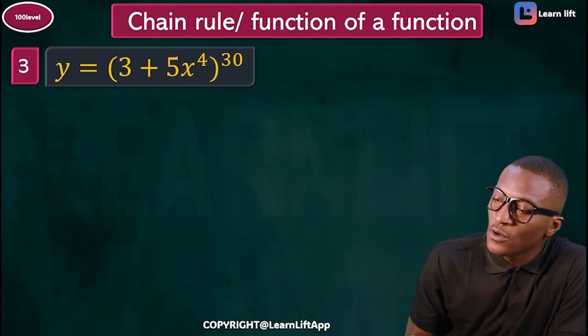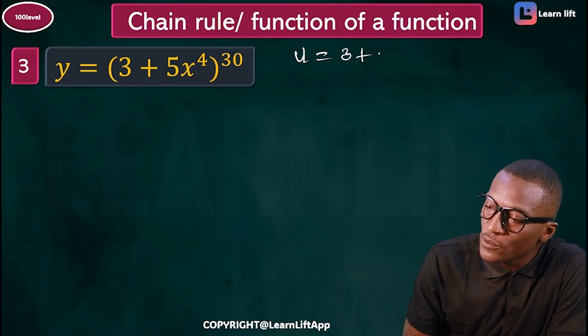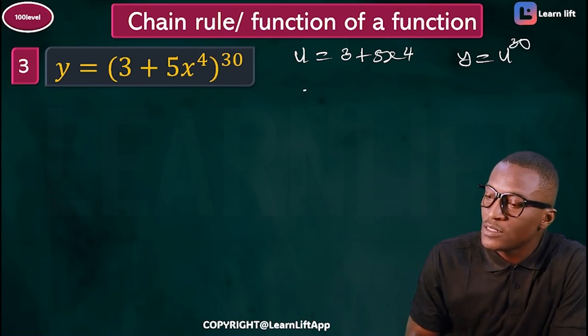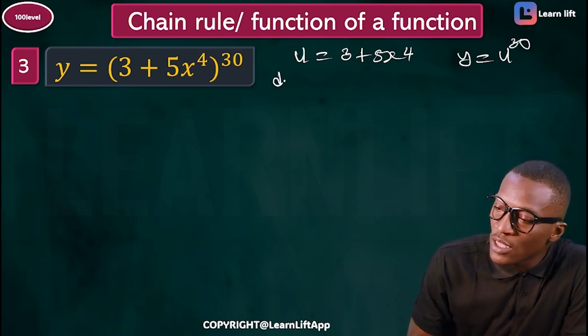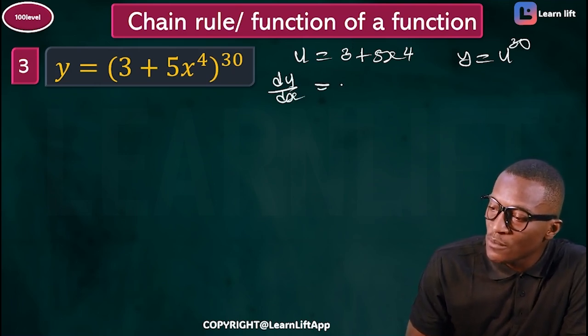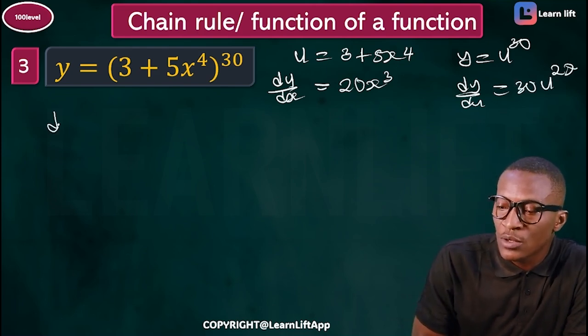First of all, what will be u? Let u be equal to 3 plus 5x raised to power 4. What will now be y? y will be equal to u raised to power 10. What is now du over dx? du over dx will give me, constant is 0, that will give me 20x raised to power 3. What's now dy over du? That will give me 10u raised to power 9.